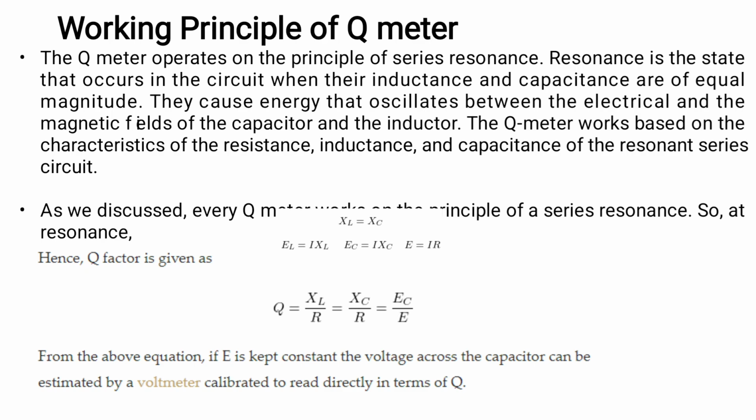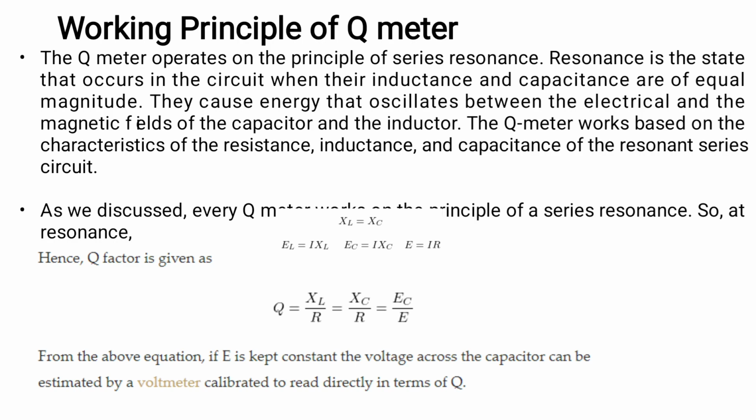Resonance is the state that occurs in the circuit when the inductive and capacitive reactances are of equal magnitude. They cause energy to oscillate between the electrical and the magnetic fields of the capacitor and the inductor. The Q meter works based on the characteristics of the resistance, inductance and capacitance of the series resonance circuit. So at resonance XL equals XC, or EL equals I XL and EC equals I XC, and E equals I R. The Q factor is given as Q equals XL divided by R, or XC divided by R, or EC divided by E.